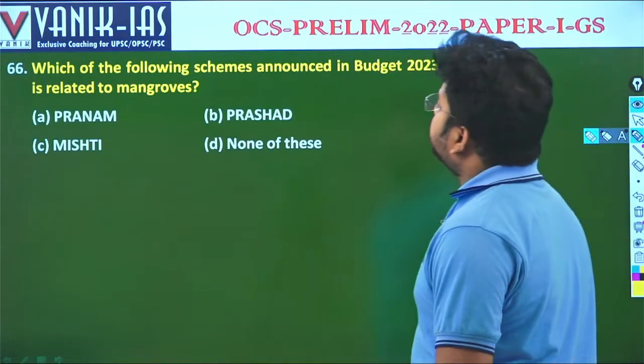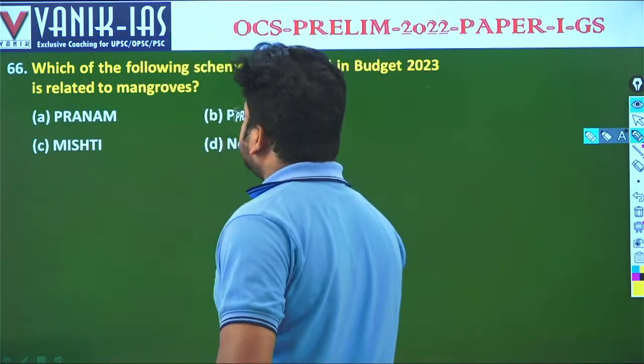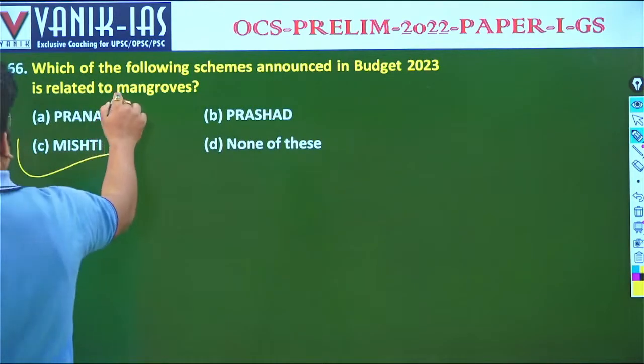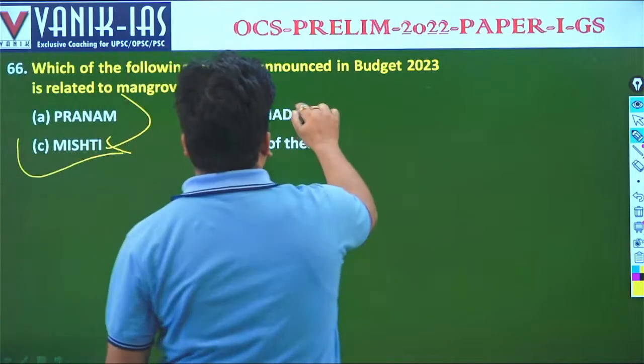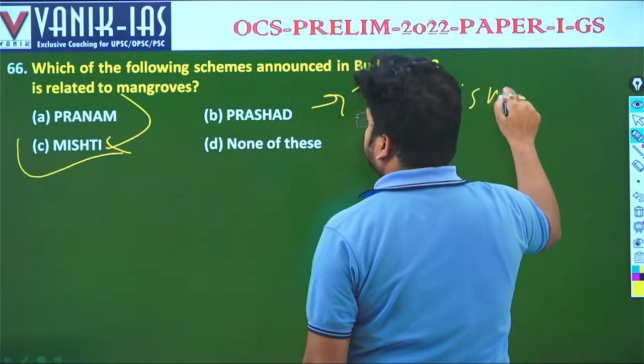Which of the following schemes announced in the budget is related to mangroves? It is MISHTI. Because if a scheme regarding mangroves is there, then obviously there will be an M. So it is MISHTI. PRASAD is for tourism purposes. So C is the answer.